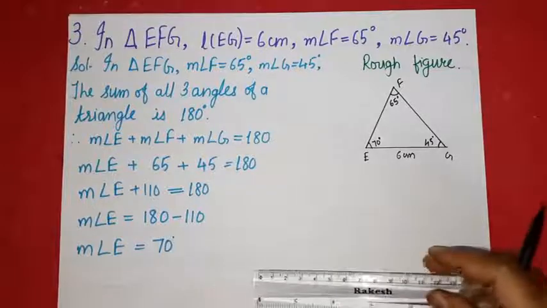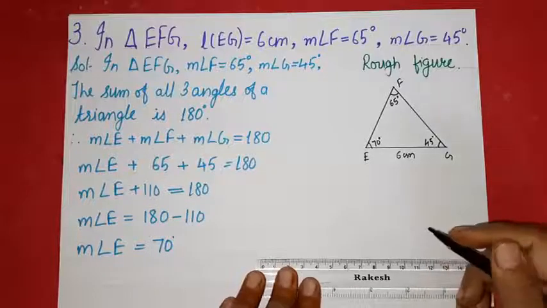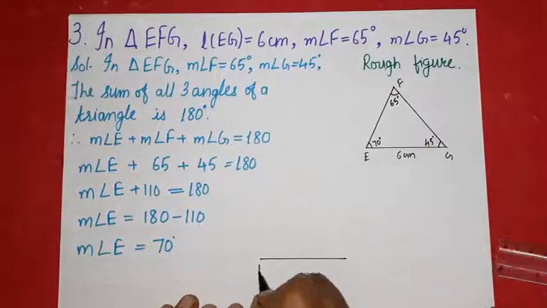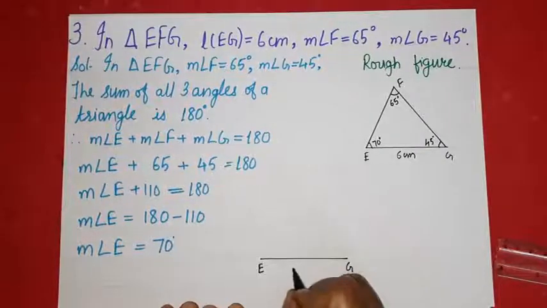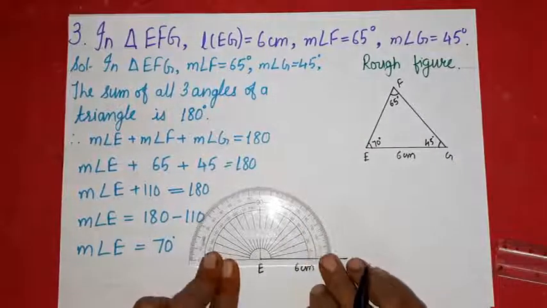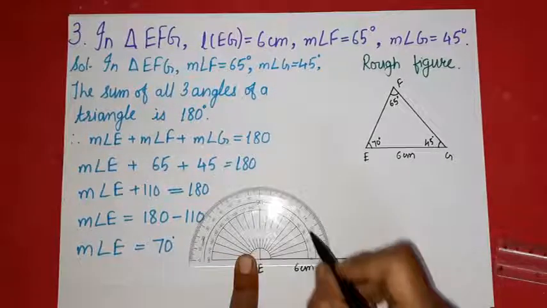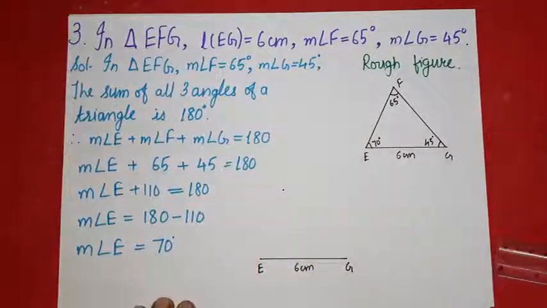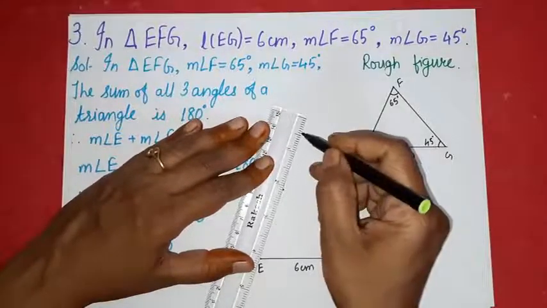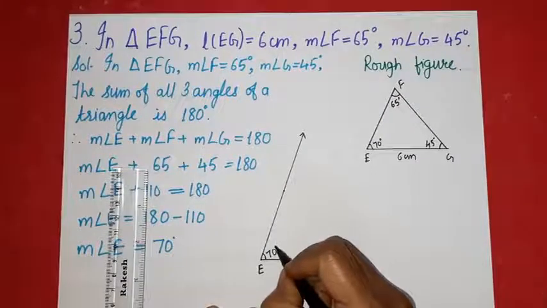Now first we will draw segment EG of 6 cm. Start from 0, draw it up to 6. Give the name to the segment EG, write its measure. Now the measure of angle E is 70 degrees, so put the protractor on vertex E. Now we will take the scale from the right. It moves up to 70, so put the dot for it. Now join this dot with the vertex E. Give the arrow. Write the measure of angle E as 70 degrees.